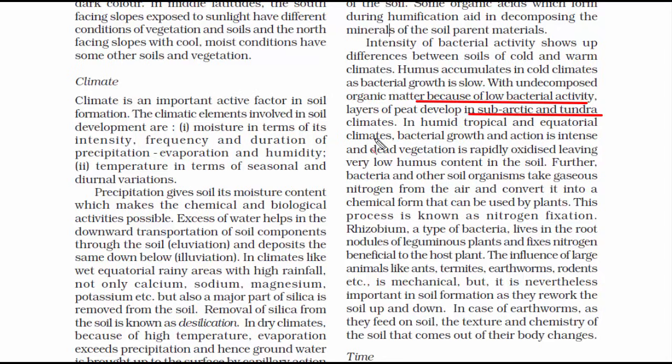In cold climates, bacterial growth is slow. Ever wondered why we keep some foods in the fridge? It is because cold temperature keeps microorganisms such as bacteria, mold, yeast from growing and harming the food. Now in tropical and equatorial climates, the bacterial growth and action is intense. That's why in summer, if you keep your food items out of the fridge, it gets spoiled.